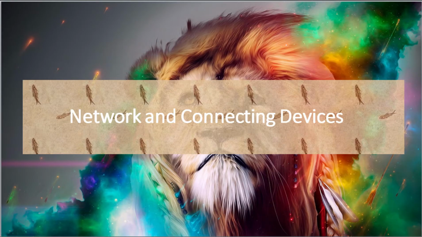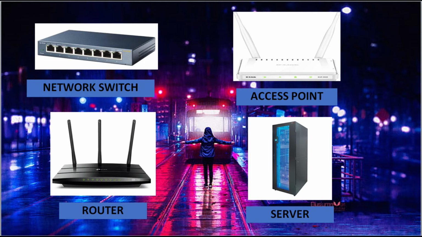Okay, the third one is network and connecting device. This is a type of network and connecting device. The first one is network switch. This we usually use like a star topology connected with one hub only or switch. This is the example of the star topology.